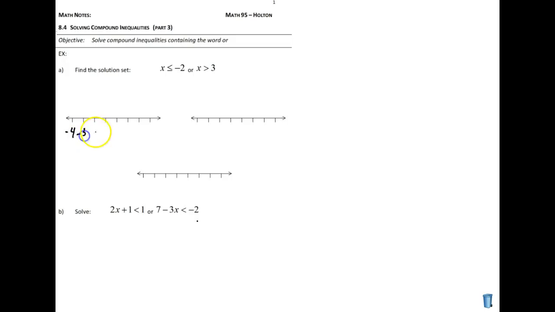So let's see, what would that look like? Here's my -2, and I want less than or equal to, so that's a square bracket, and we're going to go less than. Now I want to see what it looks like with x greater than 3. You get the idea here. We're just going to graph it on our number line. Still having problems with my 4s. And x greater than 3 looks like this, parenthesis, and greater than. If I put these on the same number line, that's what I'm looking at with an OR inequality.